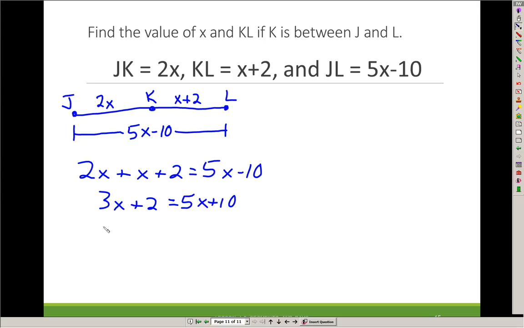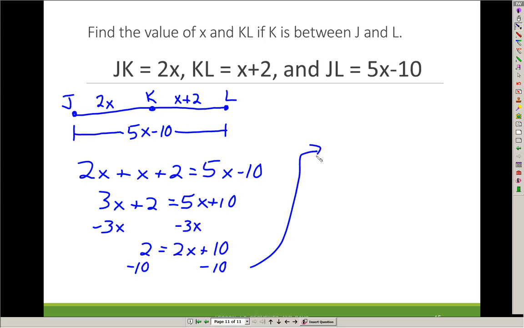I can move the 3x to the right by subtracting it from each side. And since I moved the x's to the left, let's move the constants to the right. I have a 10 that's added. We will subtract it to move it left. Let's bring this up here, get more room. 2 minus 10 is negative 8. And the 10's cancel, leaving a 2x. Divide both sides by 2.